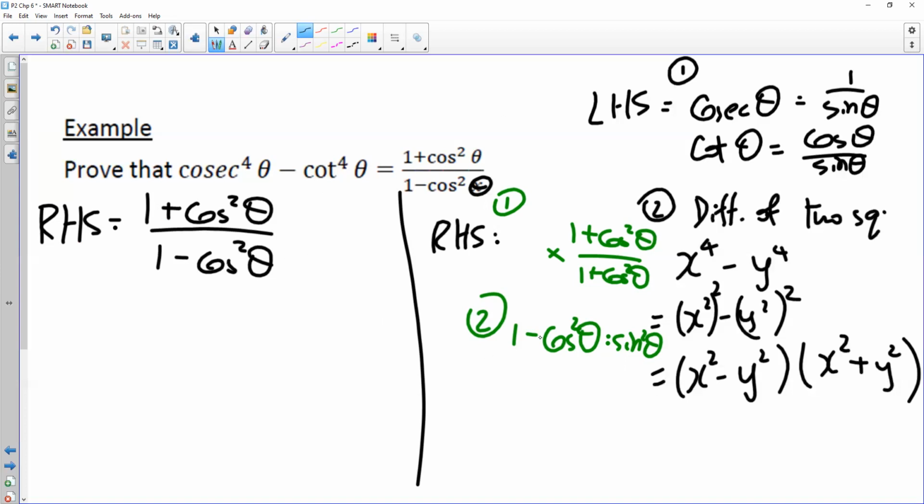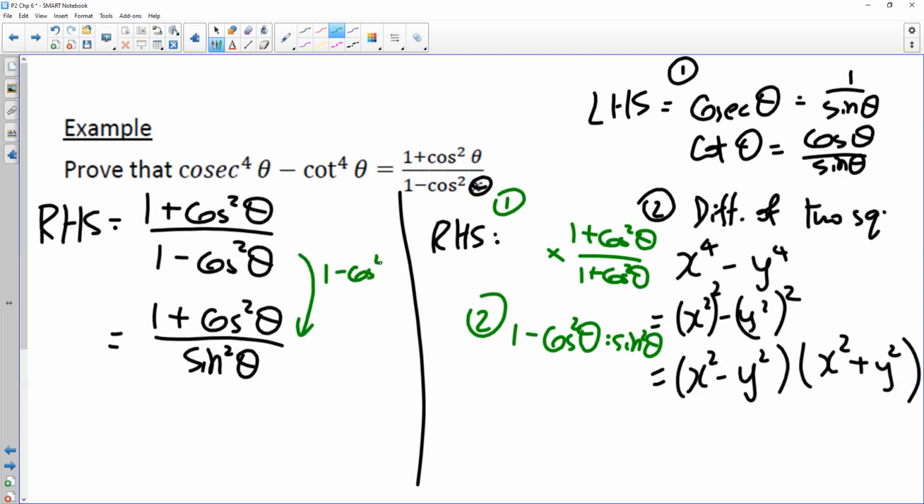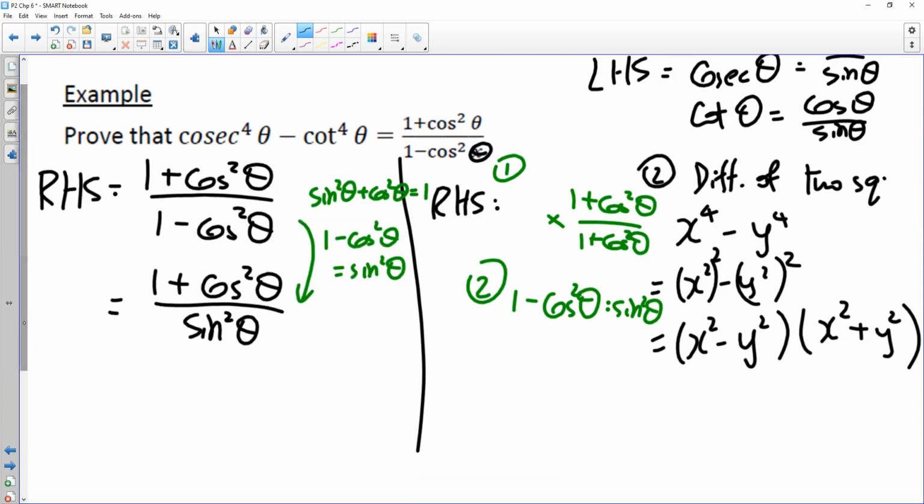Let's start with option 2. Let's start with changing the denominator into sine squared theta. If you struggle to understand this step, 1 minus cos squared theta is the same as sine squared theta. Well, where did it come from? We know sine squared theta plus cos squared theta equals 1. So I rearrange it: sine squared equals 1 minus cos squared. Okay, what's next? Well, what would you do next?